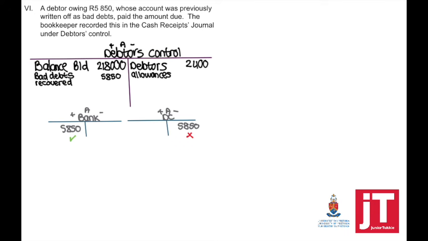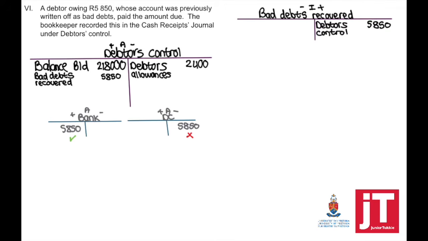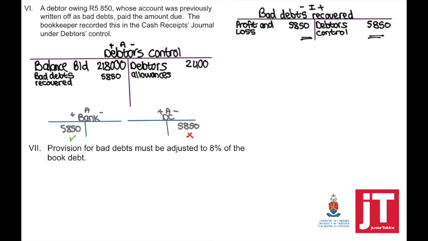This means that we're going to do absolutely nothing with our bank. Debtors control will need to be corrected. To correct it, we need to debit debtors control so that bad debts recovered can be credited to show our income, 5,850. Why is this important to know? What happens with the debtors control when we're only doing our income statement?